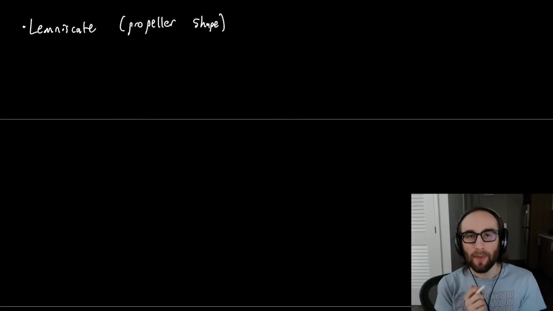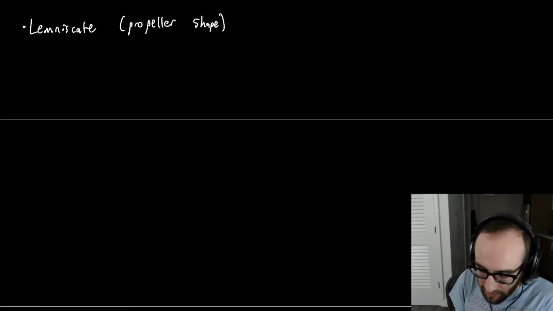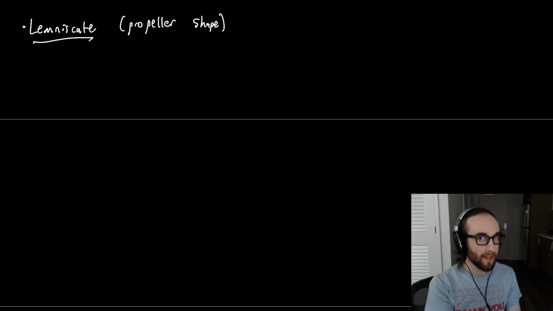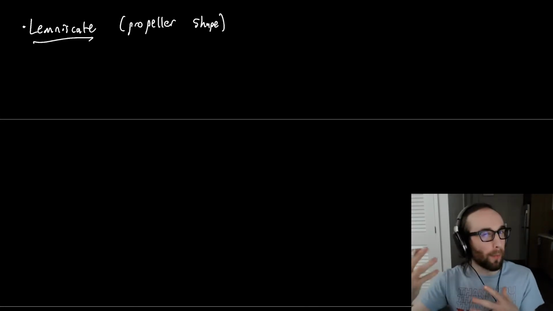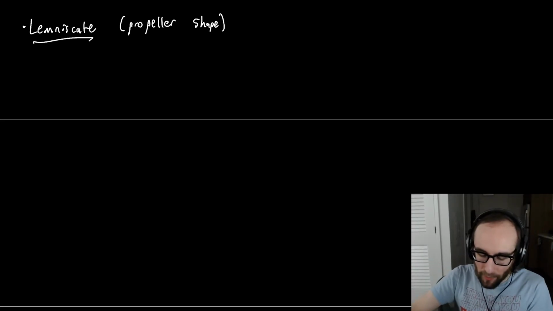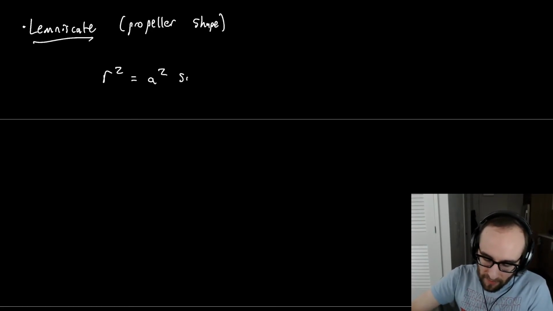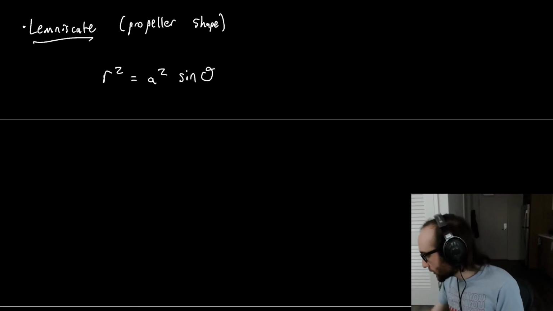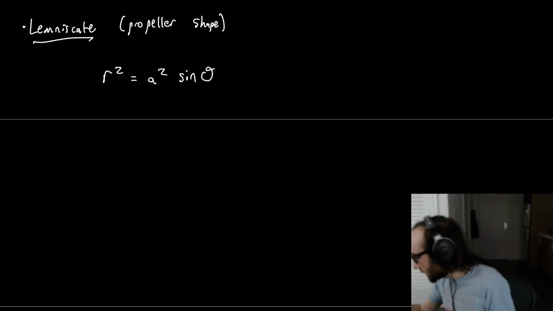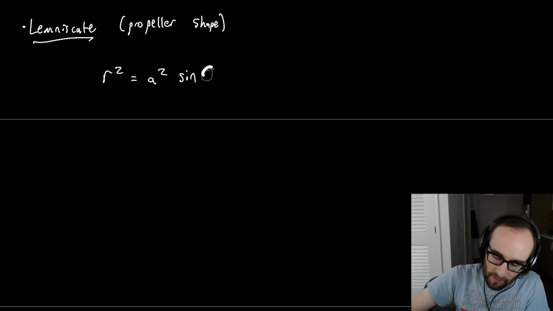All right, so our last shape that we're going to take a look at is called a lemniscate, which is also called a propeller shape. In this case, our equations look like this. We have r squared equals a squared times sine of 2 theta.